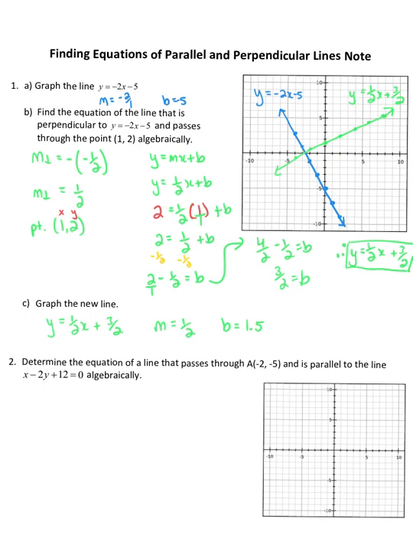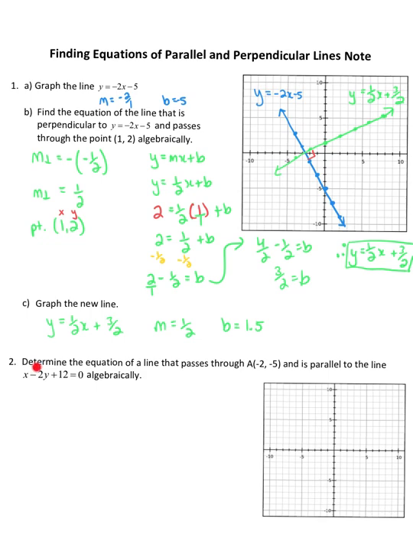And now we can see these two lines are perpendicular. They meet at a 90-degree angle. One line slopes up, so it has a positive slope, and the other line slopes down, it has a negative slope.